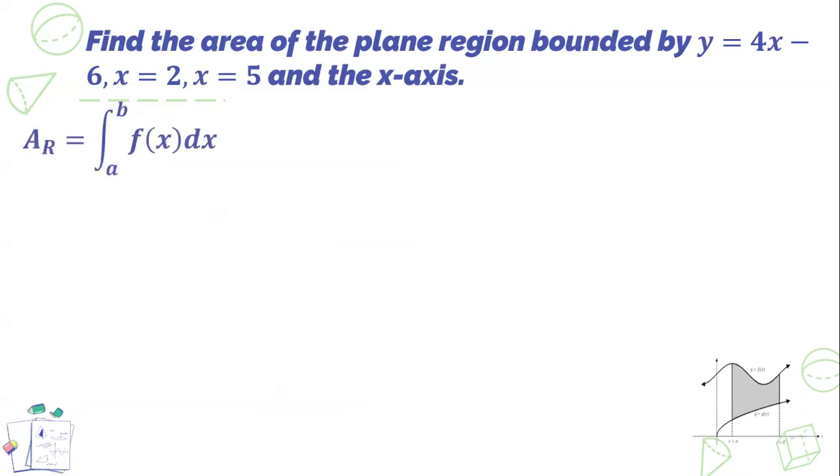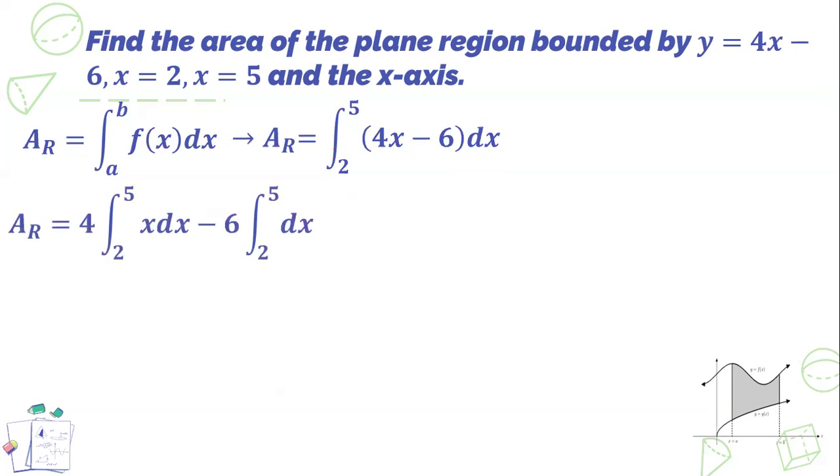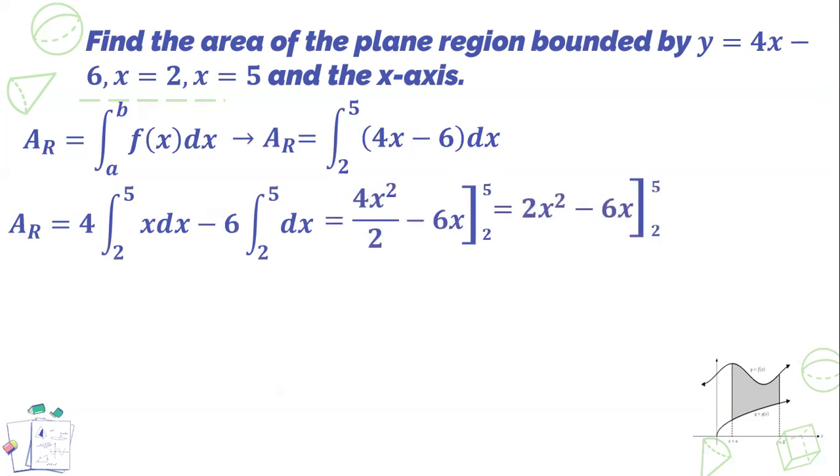But we can prove that using Riemann integration. So we have A sub R is equal to the integral from a to b of f of x dx. Apply it. Substitute now the boundaries and the given function. So we apply it by simple integration using the constant multiple theorem. So we'll have 4x squared over 2 minus 6x from 2 to 5. Then we simplify 4 and 2 so that it becomes 2x squared.